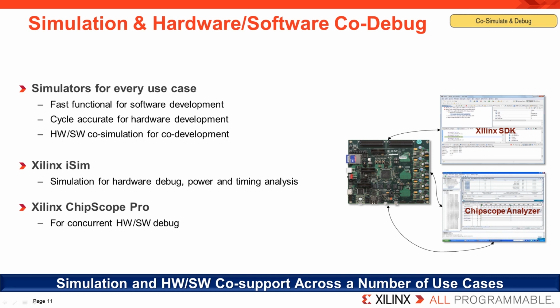Xilinx co-simulation solutions use fast functional simulators, cycle-accurate simulators, and hardware-in-the-loop. Our co-debug solution uses ChipScope Pro to stop the system on a custom hardware breakpoint, and Xilinx SDK to stop software execution on software breakpoints. The Xilinx co-simulation and co-debug capabilities have proven to allow development, integration, and test phases to continue even while hardware may lag software or vice versa.